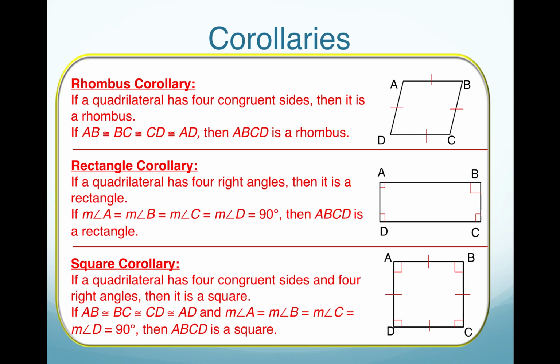And finally, our square corollary. If a quadrilateral has four congruent sides and four right angles, it needs to have both of those, four congruent sides and four right angles, then it is a square. So that means all the sides are congruent. AB is congruent to BC is congruent to CD, which is congruent to AD. And the measure of each of our angles, angle A, B, C, and D, are all 90. Then ABCD is a square.